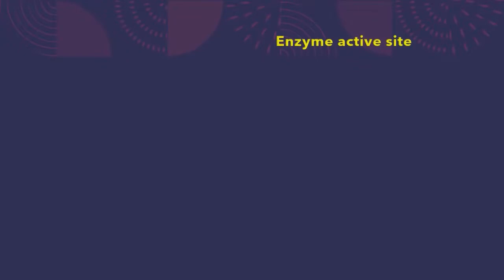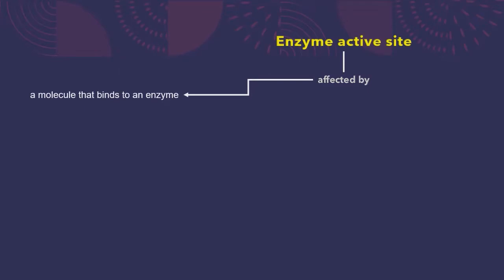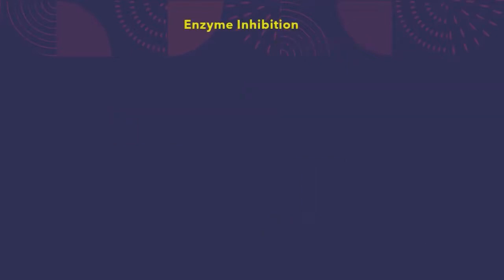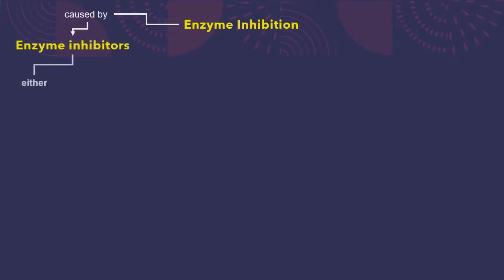Now our enzyme active sites are actually affected by a molecule that binds to the enzyme. And these molecules are known as the enzyme inhibitors. These inhibitors can actually prevent the enzymatic activity, or if not, they slow down the speed of the enzymatic reaction. So enzyme inhibition is caused by, again, the enzyme inhibitors, and they are of either organic or inorganic origin.